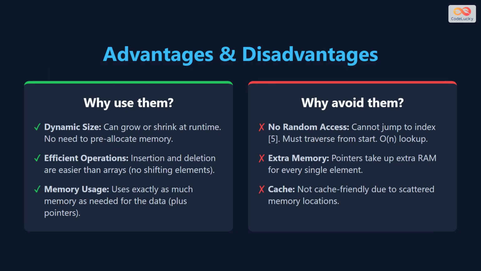Everything has trade-offs. The advantage here is dynamic size. The list can grow or shrink instantly without pre-allocating memory. However, the disadvantage is that we lose random access. You cannot instantly jump to the 10th element. You must walk through the first 9 to get there. Also, storing all those extra pointers consumes a bit more memory.